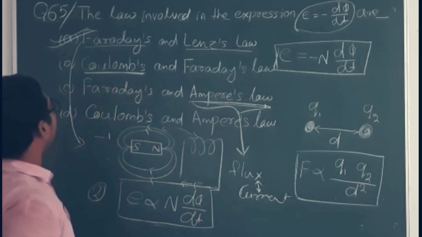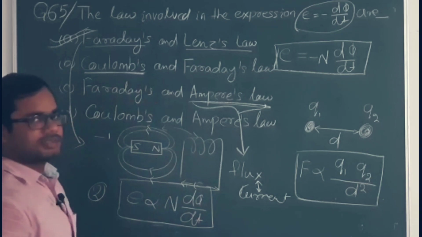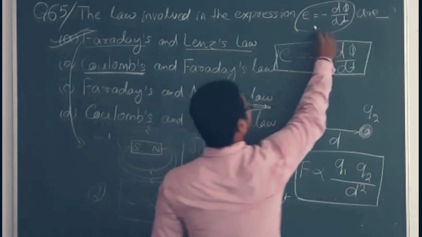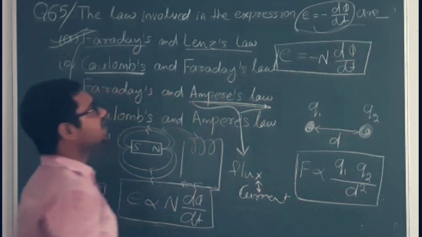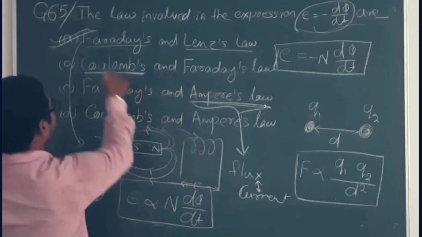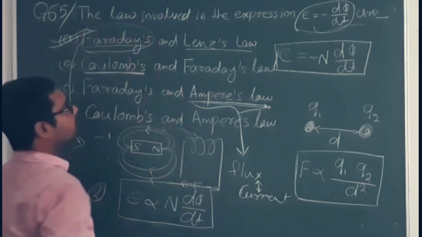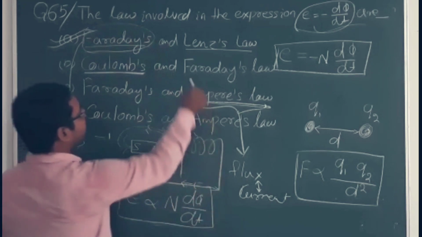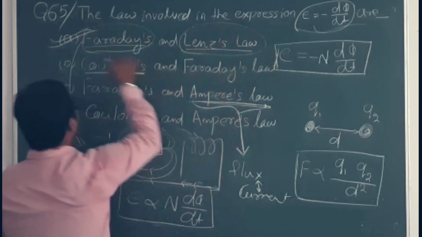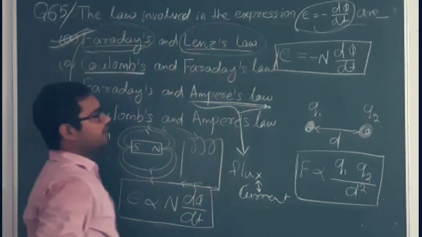But the question here was that the law involved in the expression E equal to minus d phi by dt. For d phi by dt, we get Faraday's law, and the minus sign is due to Lenz's law. So the correct choice is option A. Moving to the next question.